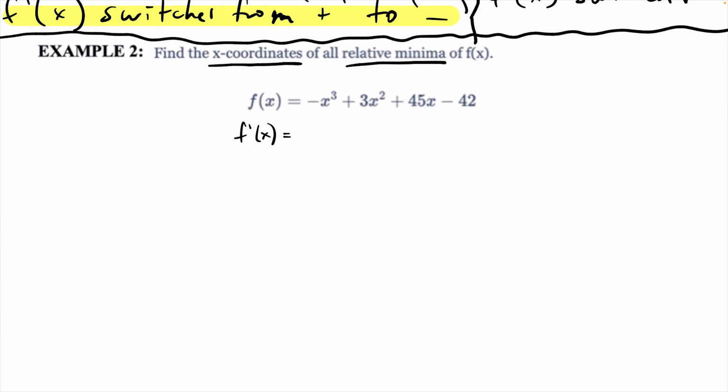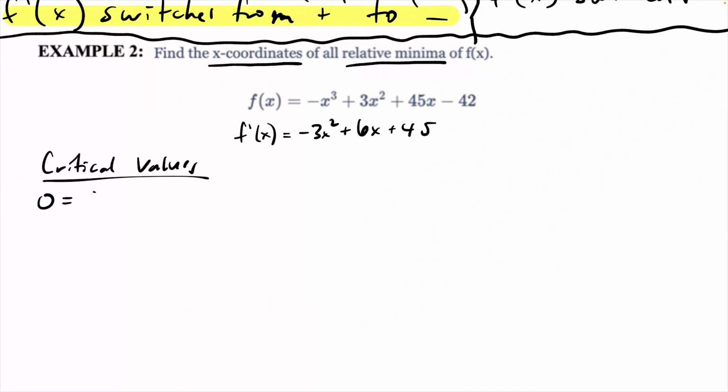So we get negative 3x squared plus 6x plus 45. Find out where that's 0. Find the critical values. So we have to find the critical values or critical numbers or whatever you want to call it. That is where the first derivative equals 0.